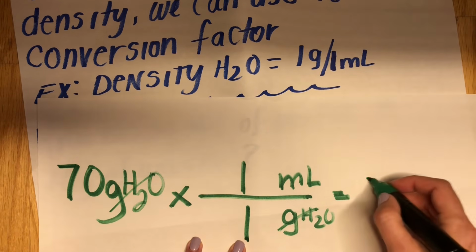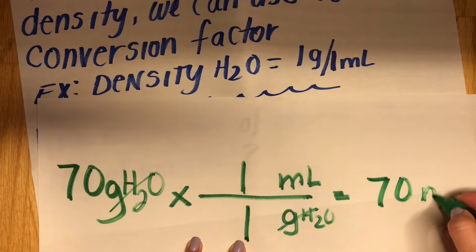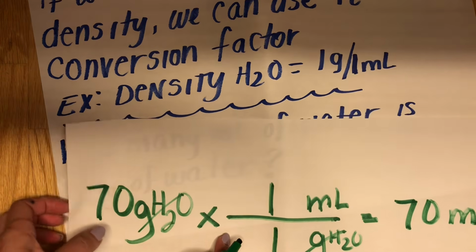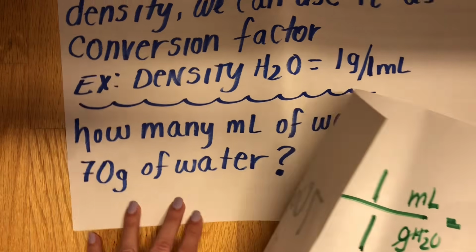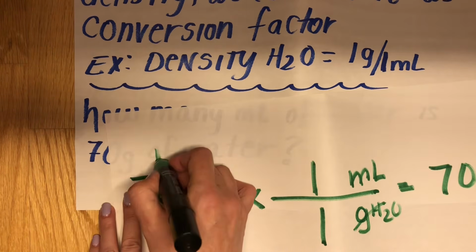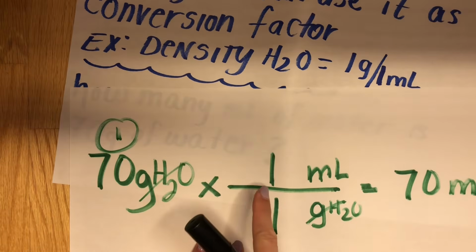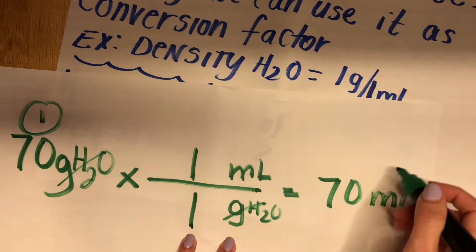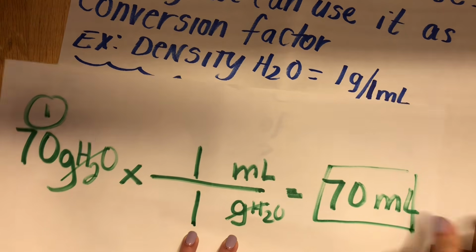So now I have 70 milliliters, but let's just double check the sig figs. You don't want to copy down an answer or a given with a wrong number. So let's just make sure. So we just have 70, which means that's 1 sig fig, infinite, infinite, and then my answer needs to have 1 sig fig, which it does. And that's it. There's my answer.